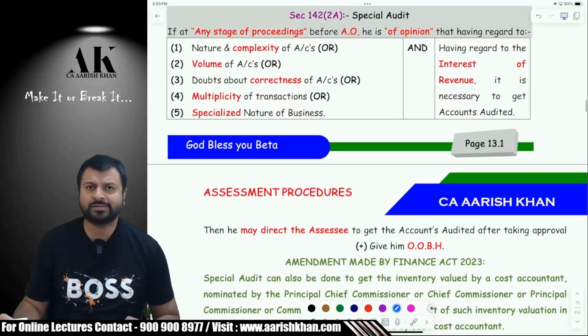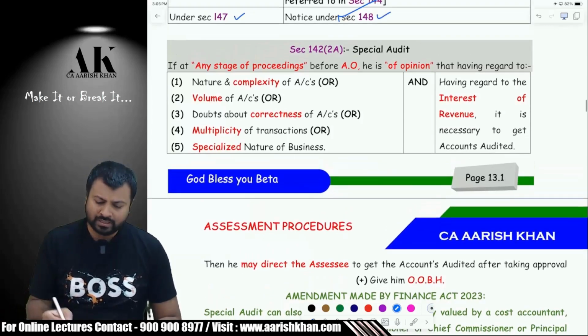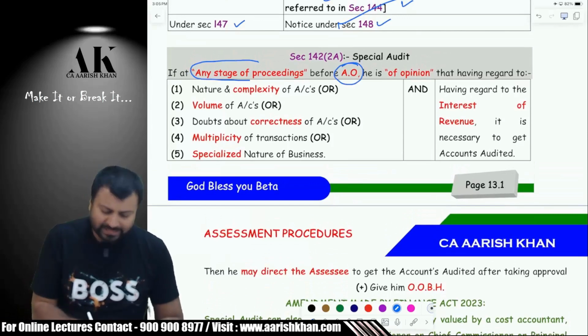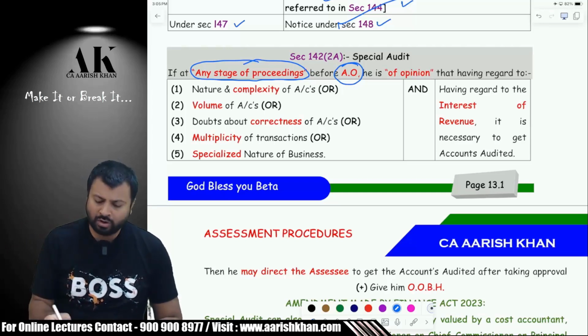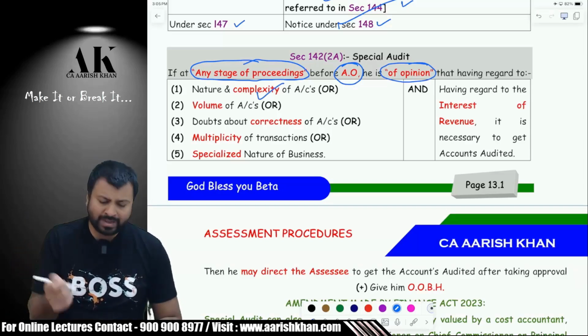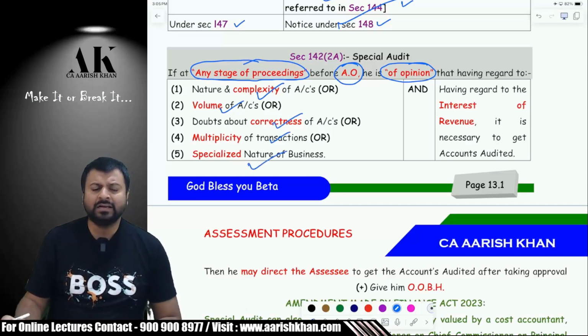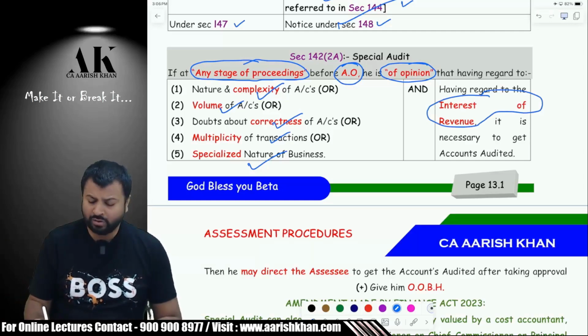Okay, now let's go ahead with the next power of the income tax department, that is precisely of the assessing officer. That is the power of special audit, which is given under section 142 subsection 2A. What is the power which is given to the AO? Now AO, while the assessment is going on, pendency of assessment is mandatory to invoke this power. There has to be a pendency of proceeding, because the law says at any stage of proceedings before the AO, and the AO is of the opinion that the books of accounts of the assessee are very complex. It is voluminous. He doubts the correctness. There is multiplicity of transactions. The books have a very specialized nature of business, and he feels that it is necessary, in the interest of the revenue, to get the accounts audited.